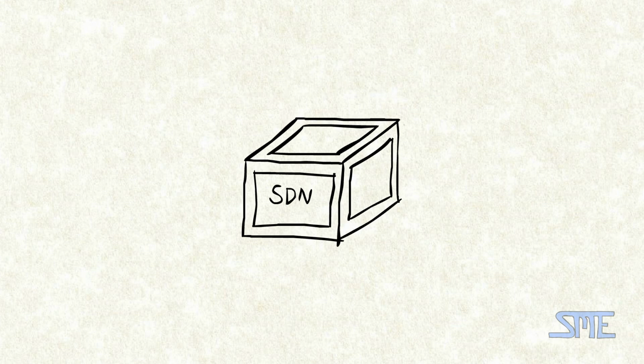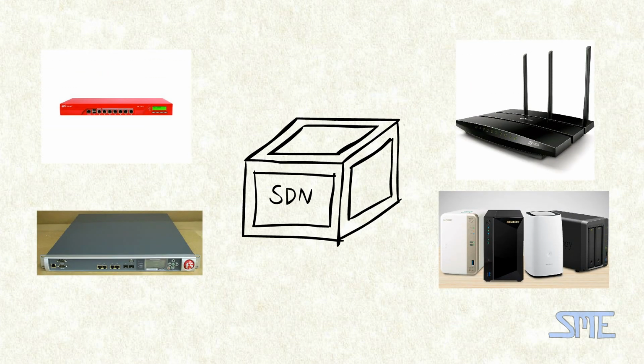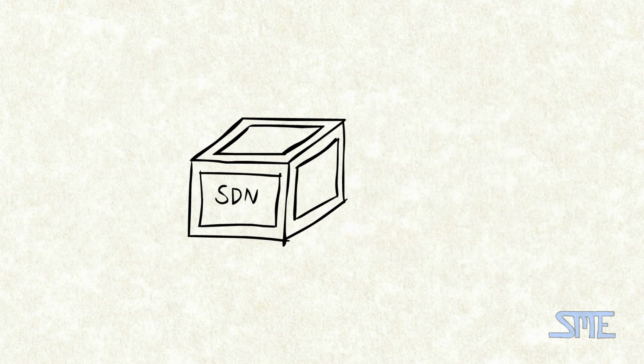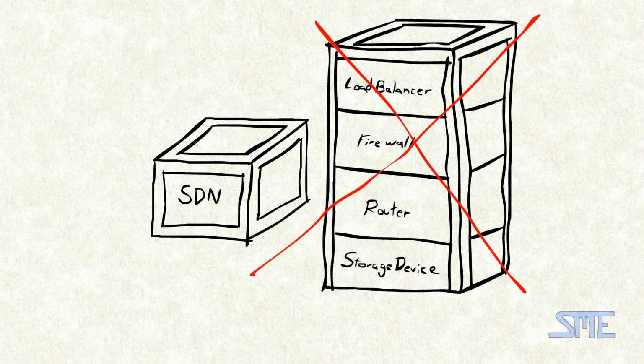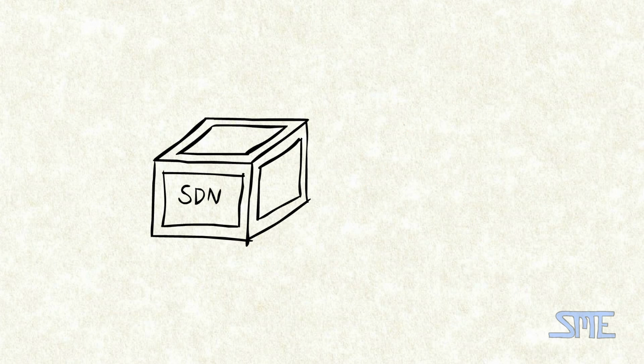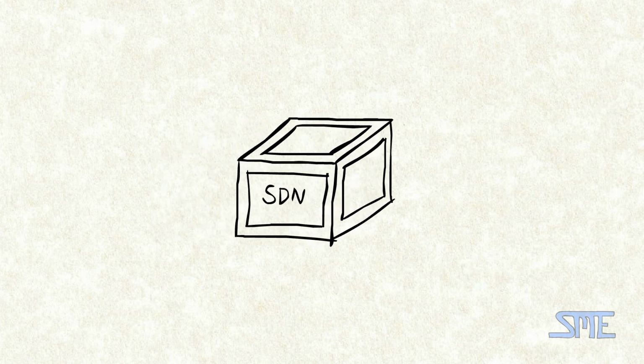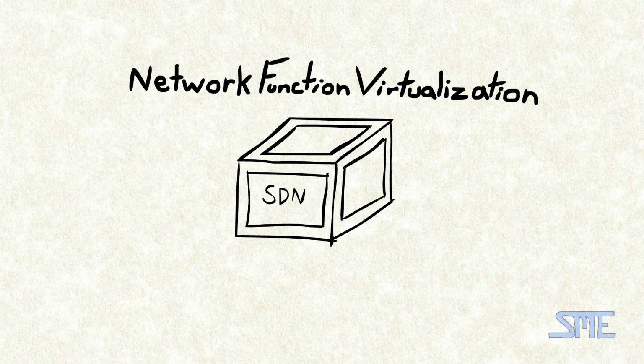Software-defined networking allows these type of devices to be virtualized. So instead of spending great deals of money on things like a load balancer, a firewall, a router, and so forth, all of these expensive dedicated hardware are just replaced by this one box. Instead of having this big rack that has all these different devices, you have a smaller rack that has the ability to virtualize the functions of those devices. This is what we call network function virtualization.